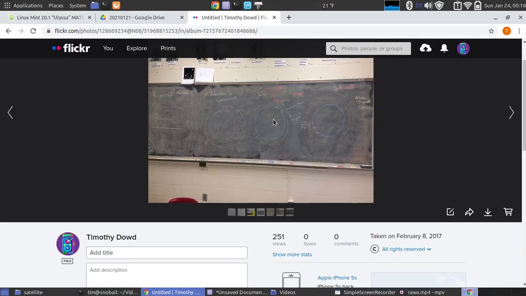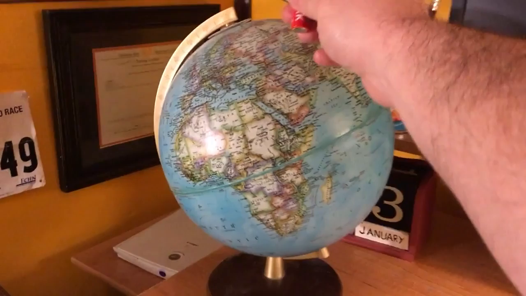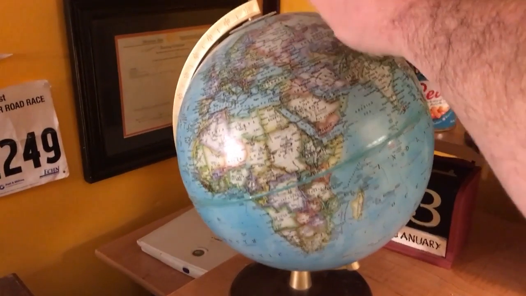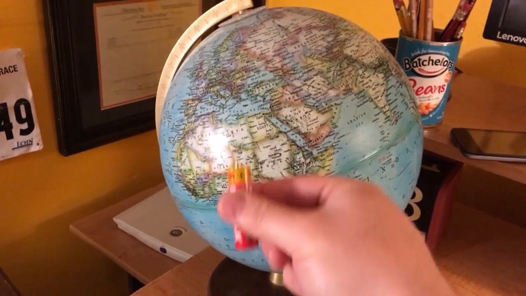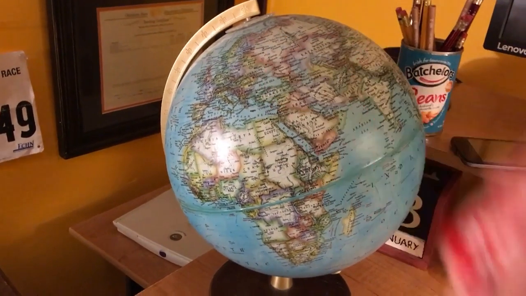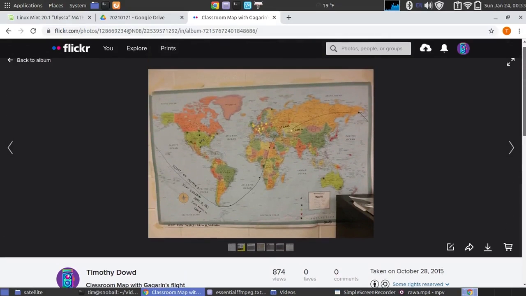Gagarin's flight was mostly around the Earth. He started in Kazakhstan. He orbited around, did almost a complete loop, landing nearby in Russia. A few years back, I was looking at a photo on Wikipedia where someone had plotted that on a Mercator projection map, and I thought I'd do it on my classroom map. So this is the exact same orbit you just saw on a map that's projected flat.